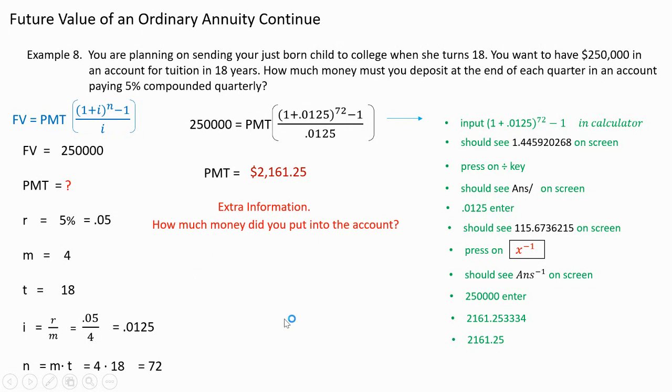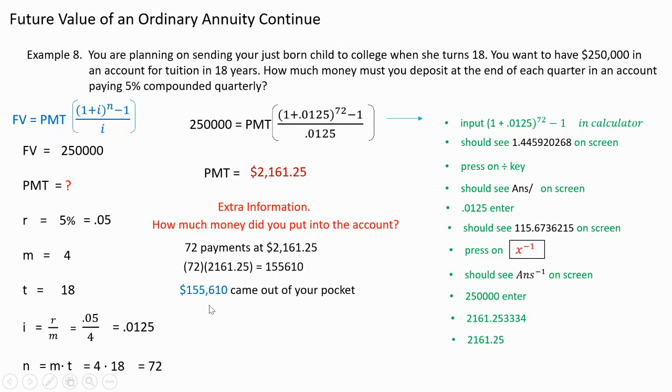Okay, now, so extra information. How much money did you put into the account? So there were 72 payments, right? So 72 times 2,161.25. So actually, you put 155,610. That's what you put in there. And the rest for the 250,000 was money that you got in interest.